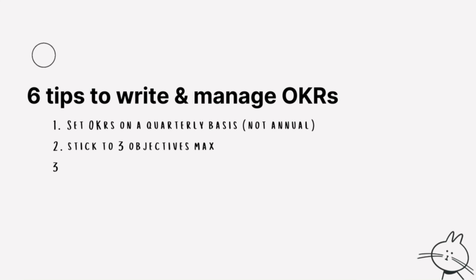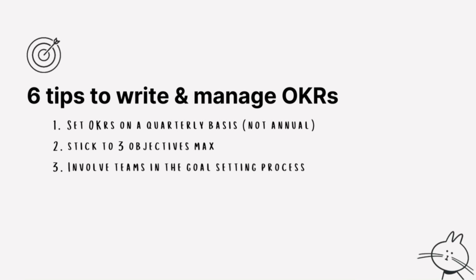Number 3, make sure your teams are contributing to the definition of the objectives to make sure you have commitment and alignment from the entire business. Number 4, set ambitious but controllable goals.